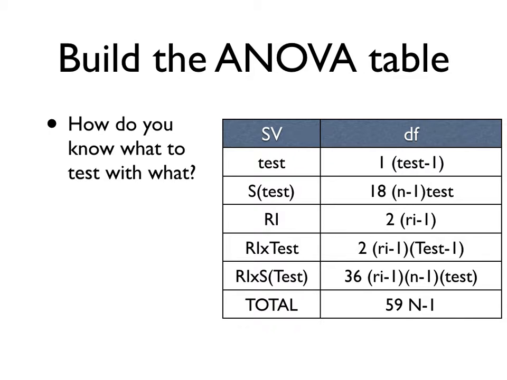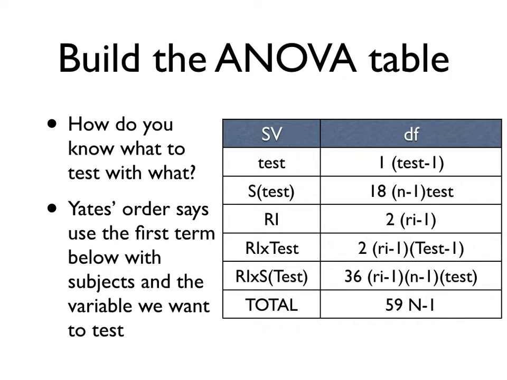Now you're going to have to do some division. To do analysis of variance, you have to know what the error terms are. How do you know to divide what by what? This thing we've been using, between and subjects and within, is what's called Yates order. Just use the first term below the one you're interested in that has subjects in it. So we take mean squared for test and divide by mean squared for subjects within test. That's how we do the F test there.